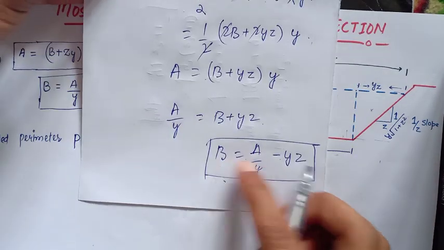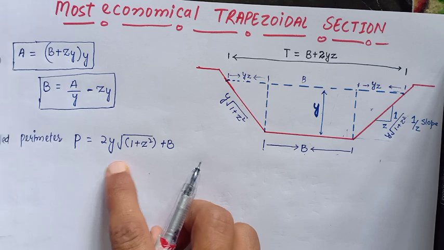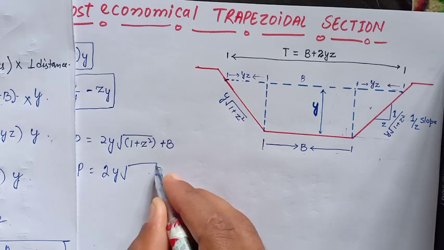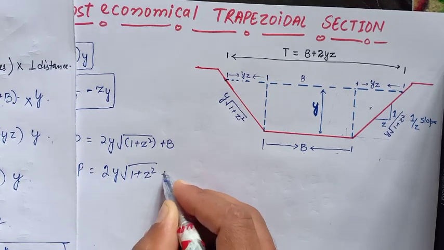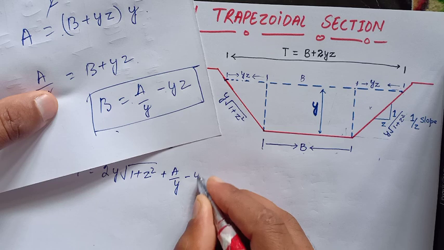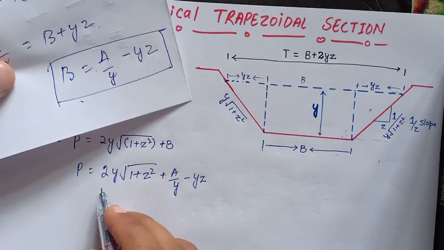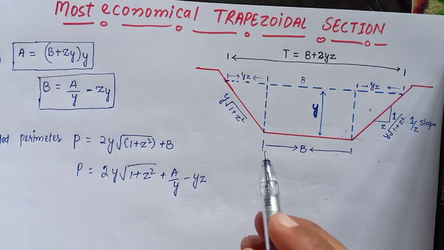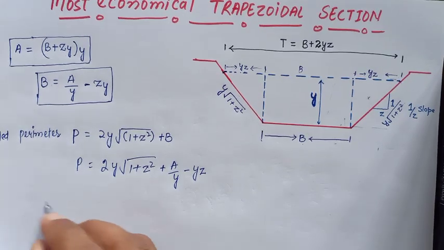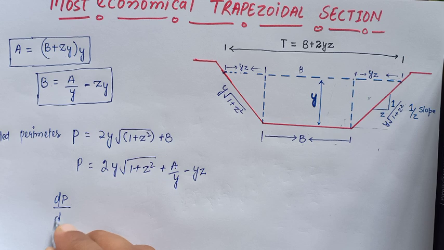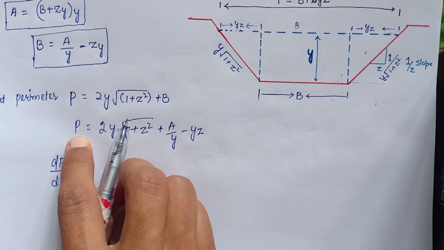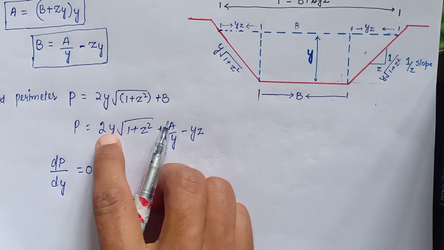Now we have to put this value of b in the perimeter. So the perimeter will come out to be 2y under root of 1 plus z square plus b. In place of b, we can write a by y minus yz. So this is the perimeter. Now we have to find the condition for the most economical section of trapezoid. So we have to find dp by dy equal to 0. We have to find the derivative of the perimeter, and this must be equal to 0 with respect to y.